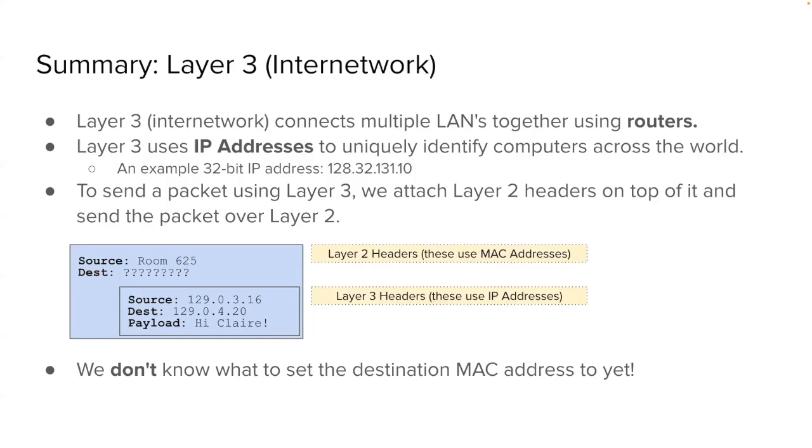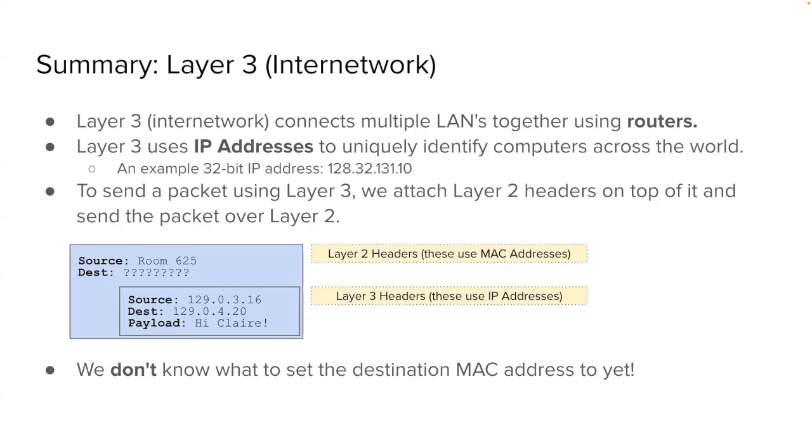So in layer 3, the internet basically connects multiple local area networks through routers. And in layer 3, the identifier is called an IP address, and it's also unique for each computer in the network. To send a packet using layer 3, we need to attach layer 2's headers on top of it and send the packet over layer 2.